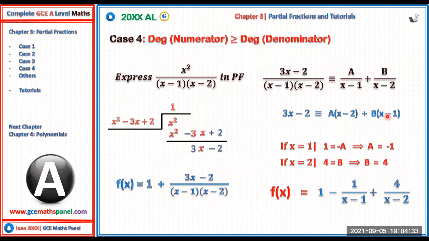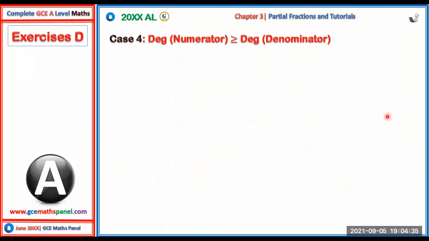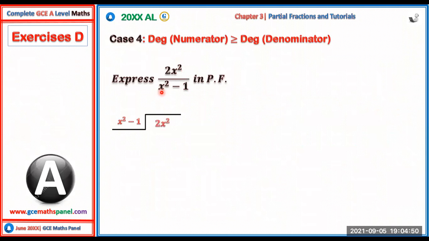Let's take the last examples. Express 2x squared over x squared minus 1 in partial fractions. Here the degree of the numerator is 2, that of the denominator is 2. So we do long division. So we have 2x squared divided by x squared minus 1. 2x squared divided by x squared is 2.